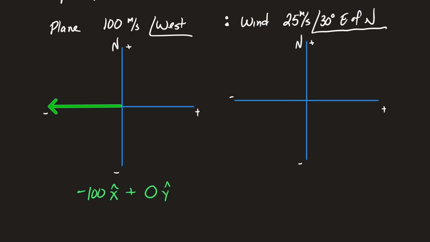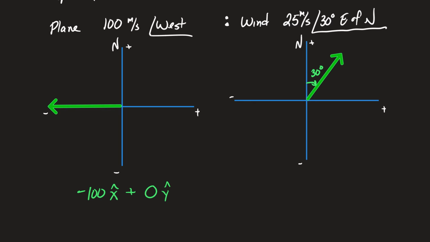But now the wind. The wind is 25 meters per second. Starting at the north, I turn 30 degrees towards the east. So my 30 degrees is here. I'm super careful about talking about this because I want to make sure that the angle ends up in the right place. The biggest mistake you guys make is not knowing where to put the angle.